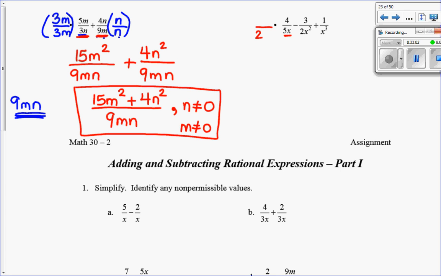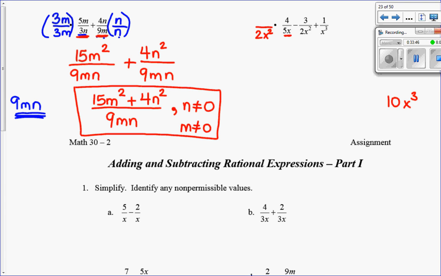Okay. Now, I also need to look at the x's, because I've got an x squared, and an x cubed. So I'm going to need something that x will multiply into, x squared will multiply into, and x cubed will multiply into. They will all multiply into x cubed. But since I've already got one x here, I just would have to multiply it by x squared to get x cubed altogether, right? Because I'm going to have an x cubed as my common denominator. My common denominator is going to have to be 10x cubed. That's what I'm shooting for, okay?